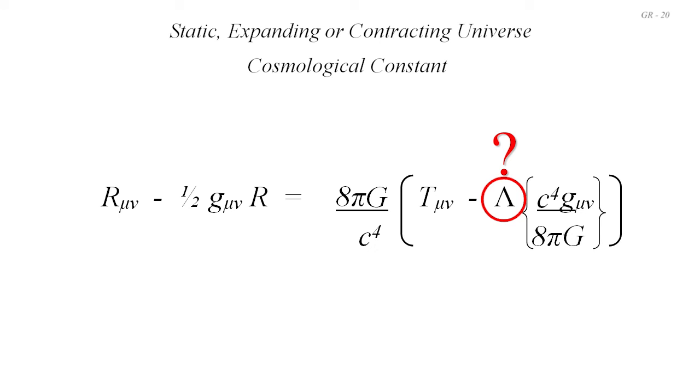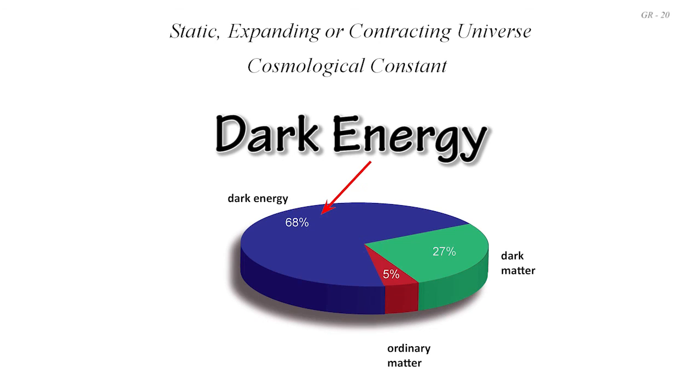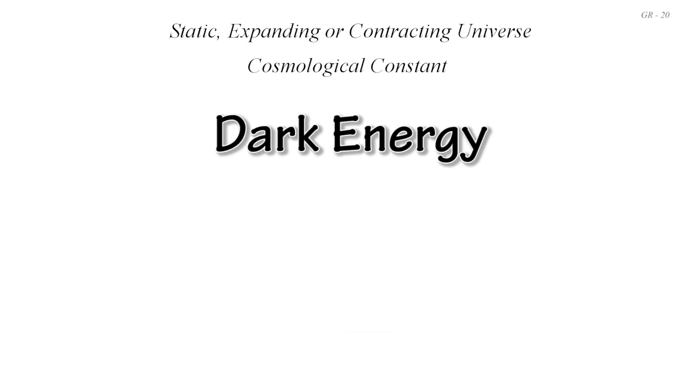What actually causes it? Well, you will probably know that the name given to what causes this repulsion is dark energy, and it is currently believed to make up about 68% of the mass energy density of the universe, and yet it's some kind of mass energy which produces repulsion. The estimated density of dark energy throughout the universe is extremely small.